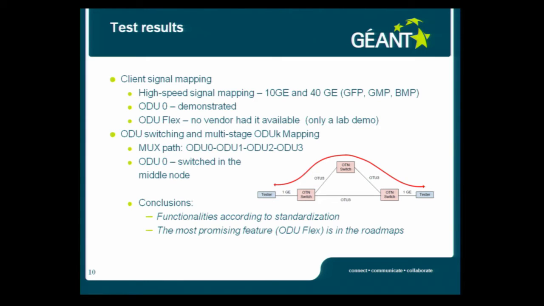This most promising feature of ODUflex was not really shown to us, but it was in the roadmaps, and as we can hear from my left-hand side, it is already there. And it was quite clear that this very flexible way of handling traffic was very attractive indeed, and the guys from the test were very excited to see this high bandwidth and dynamic way of handling traffic that was really very promising for the NREN community as we saw it.